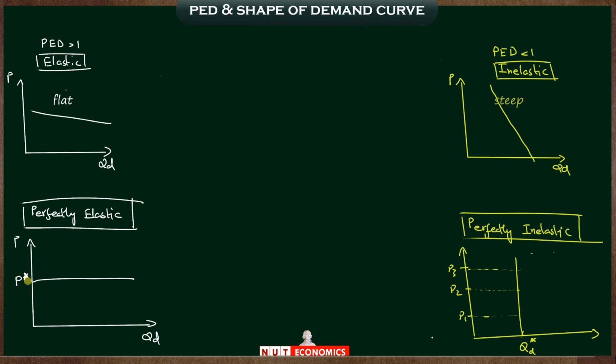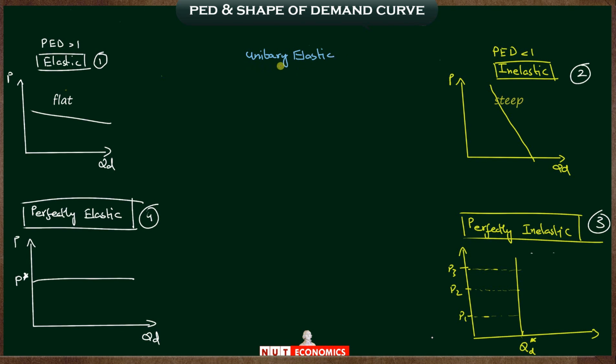Perfectly elastic demand. So we have our four main cases here: elastic demand, flat demand curve; inelastic demand, steep demand curve. Perfectly inelastic demand means a very steep, in fact, a straight vertical line, and a perfectly elastic demand means a very horizontal, in fact, a straight horizontal line. And the last case that we cannot forget about is the shape that the demand curve will take if the demand is unitary elastic.